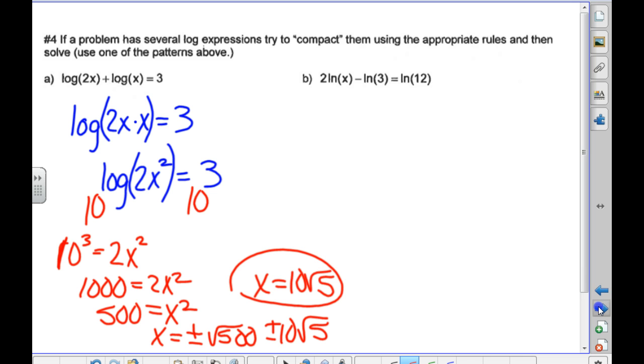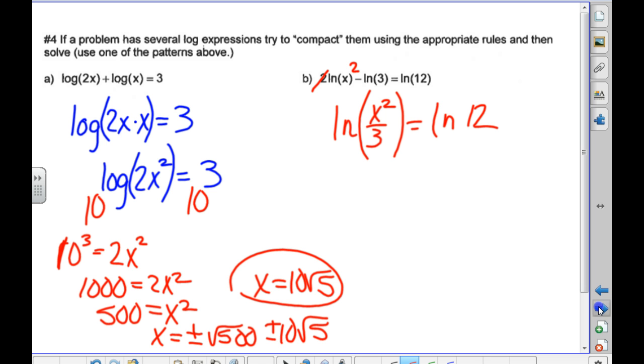All right, what do you want to try in the next one? Okay, condense it first. How do you want to start condensing though? Where can we put that two? As a squared? Everybody good? And then the minus becomes a division, so we have the natural log of x squared over 3 equals ln of 12.